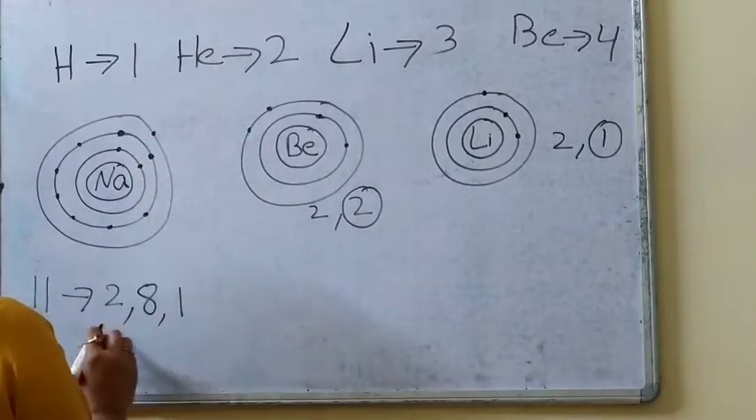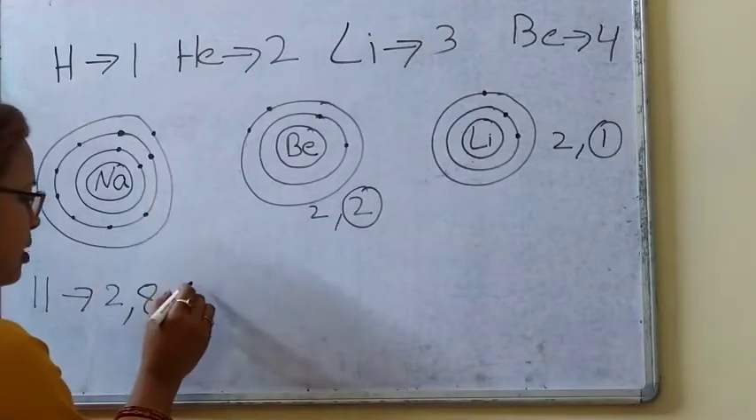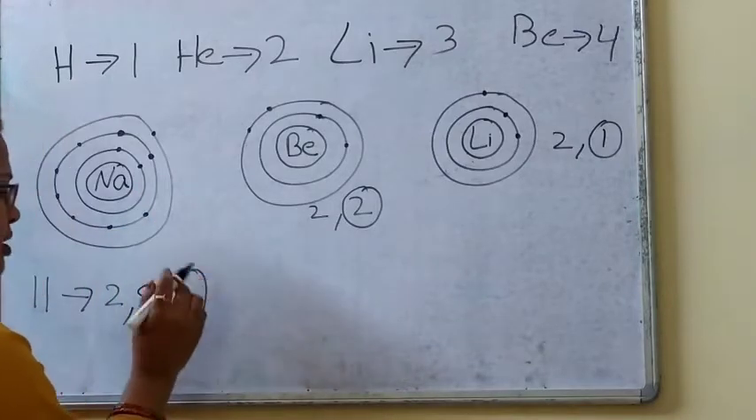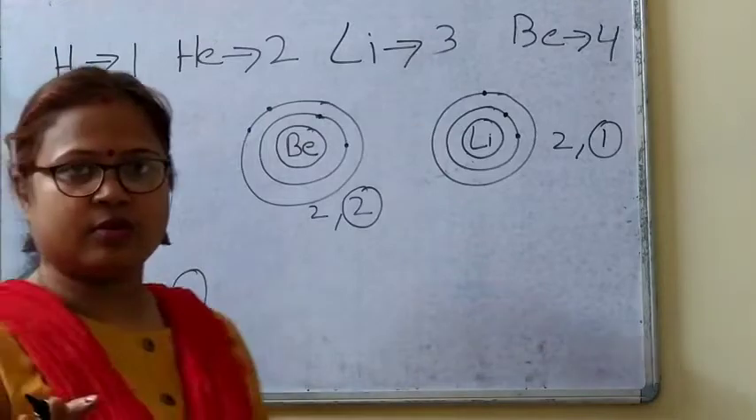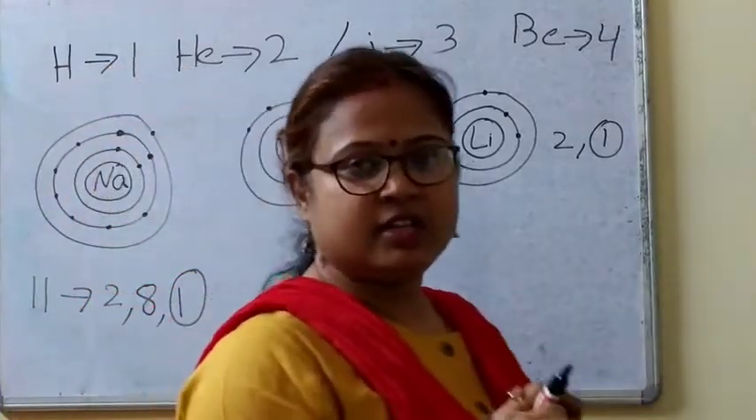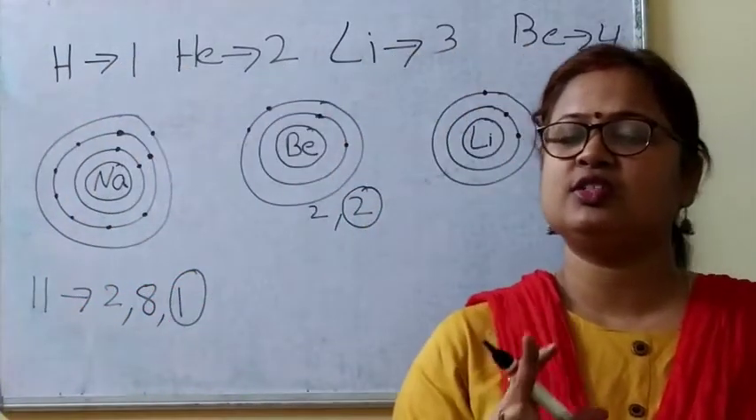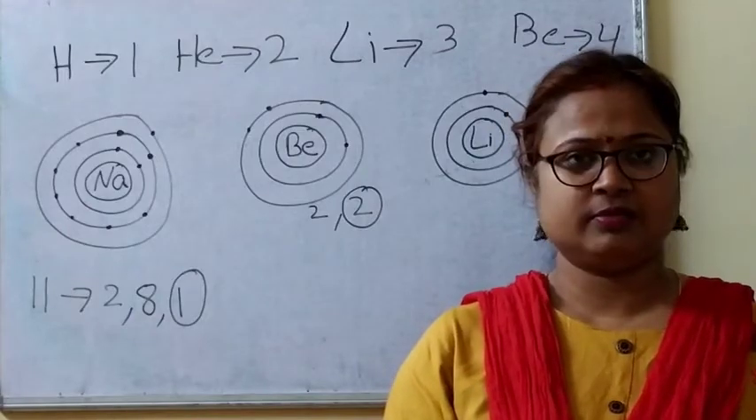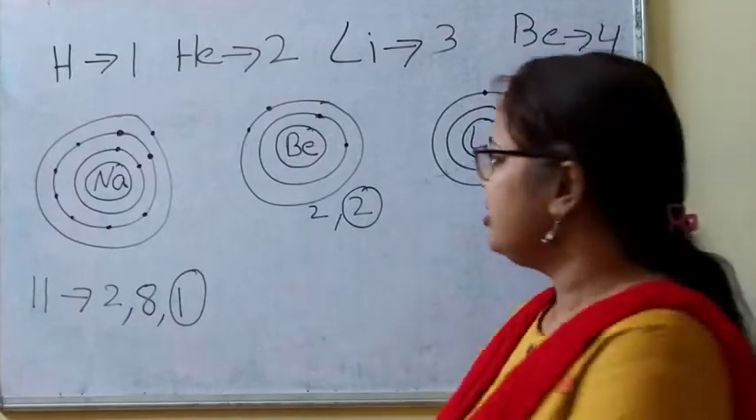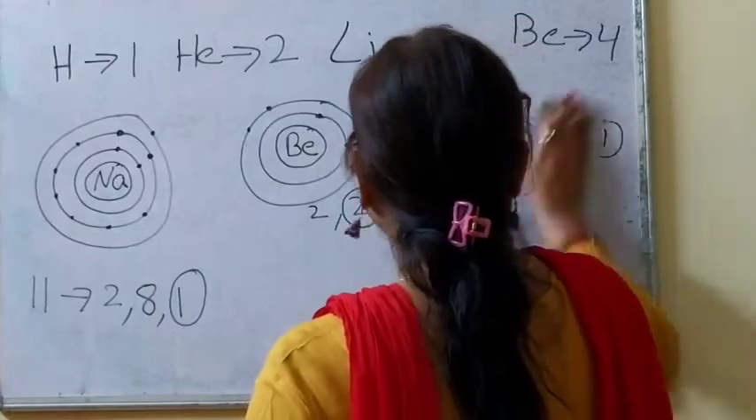Means sodium will combine with another element with this one electron. And that is why the valency of sodium is what? The valency of sodium is 1. Always remember.